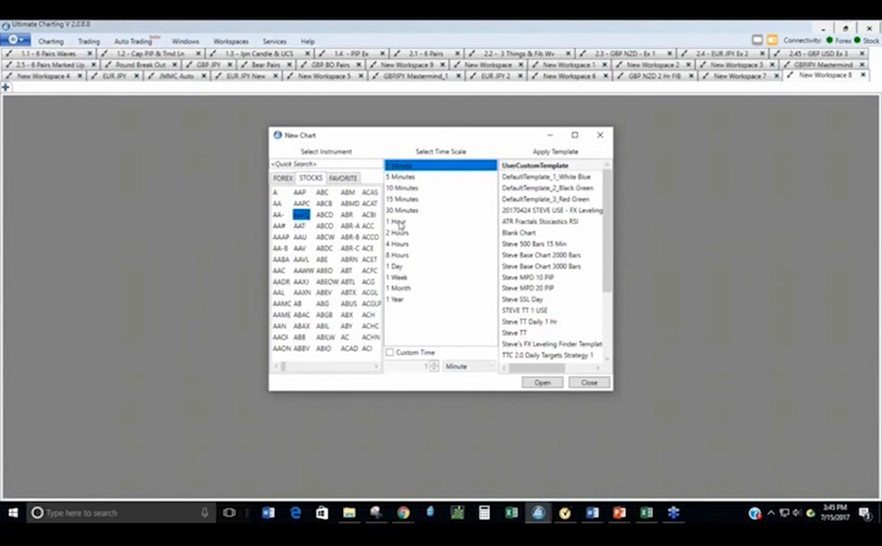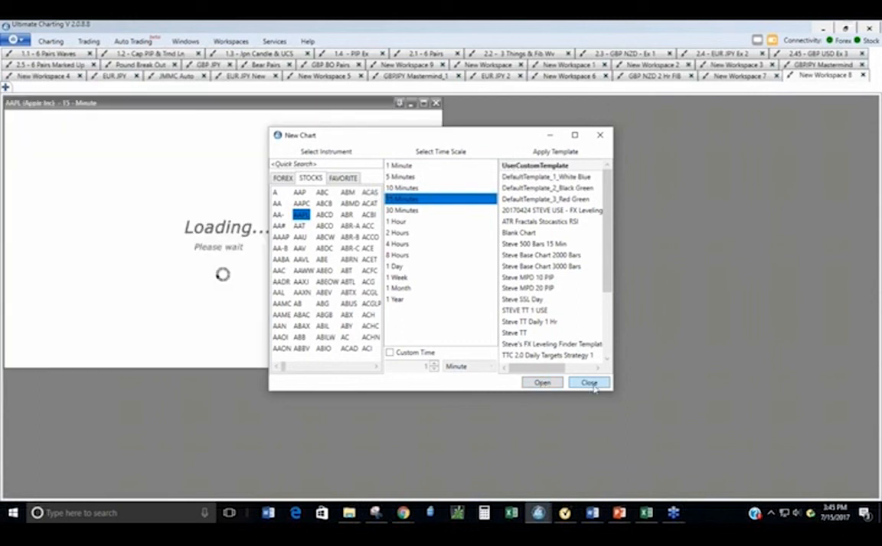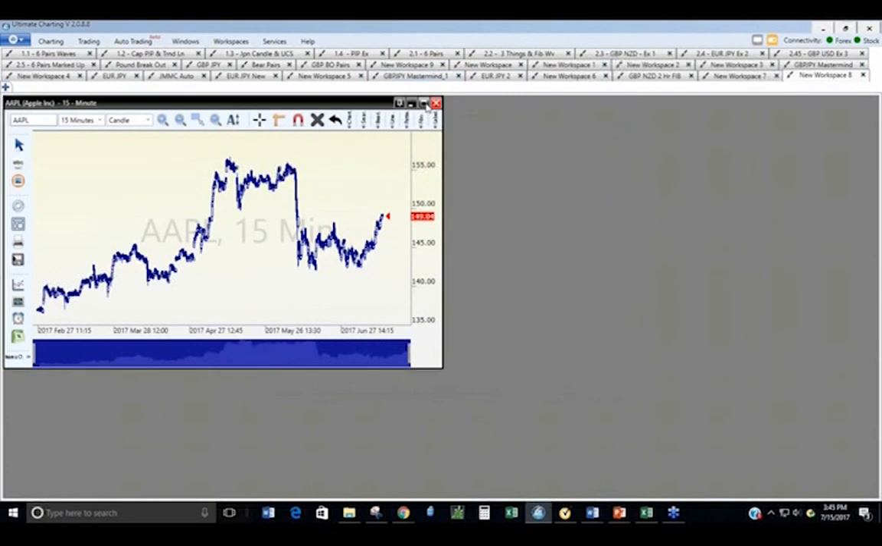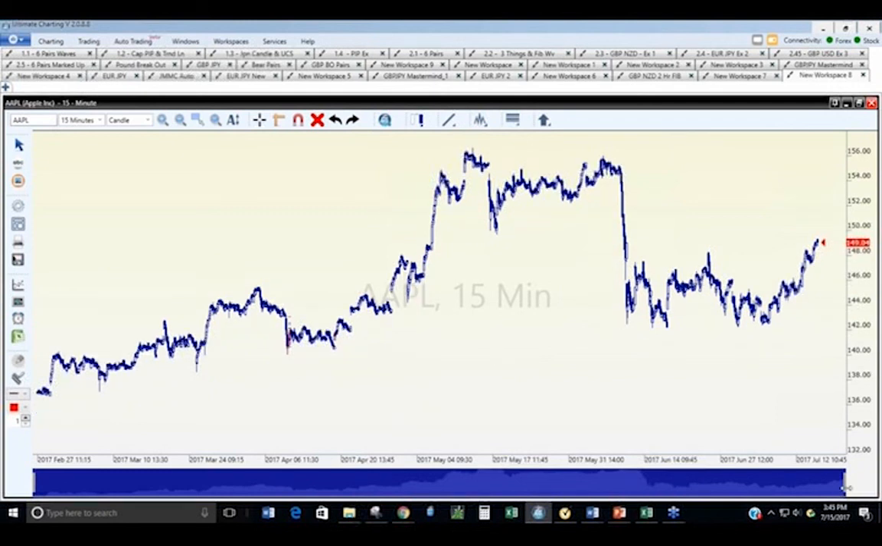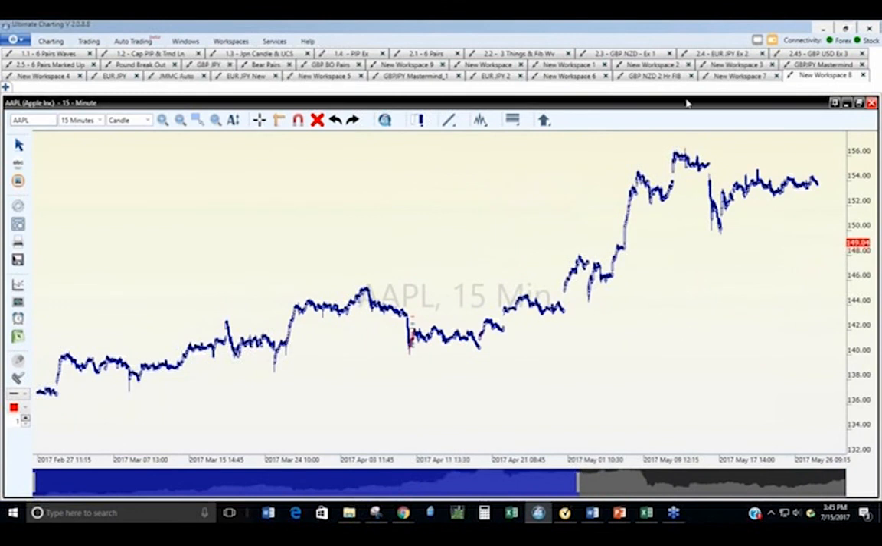I could open up, say, a 15-minute chart on Apple, and I'll close this. So this is now an Apple chart, okay? And you can still apply some of the tools. So if I want to do the Fibonacci, I can still apply the tools right here. Again, I haven't worked on this a lot. I can zoom in. Apple is one that, in my opinion, definitely moves. If I want to put on my trend lines, I can put on my trend lines.